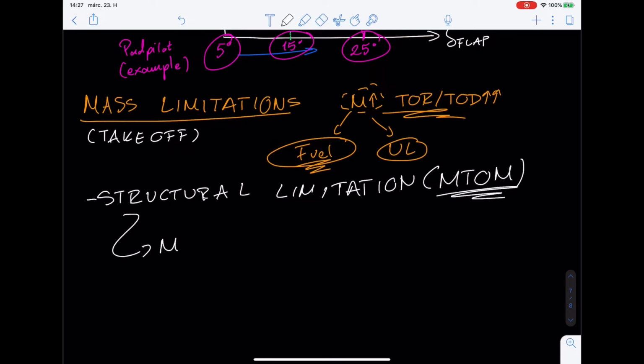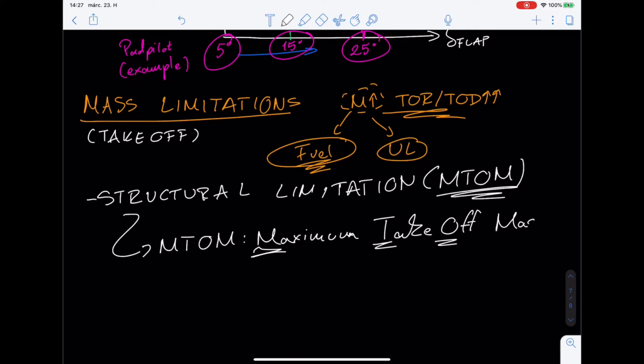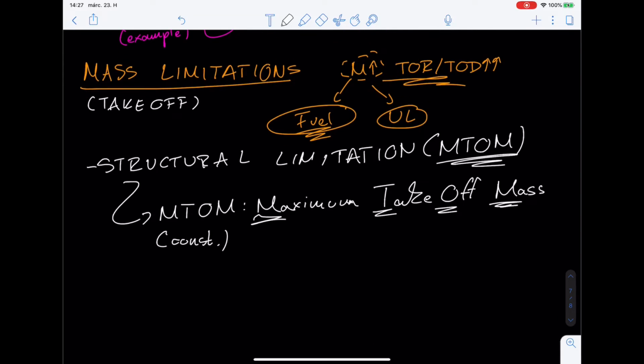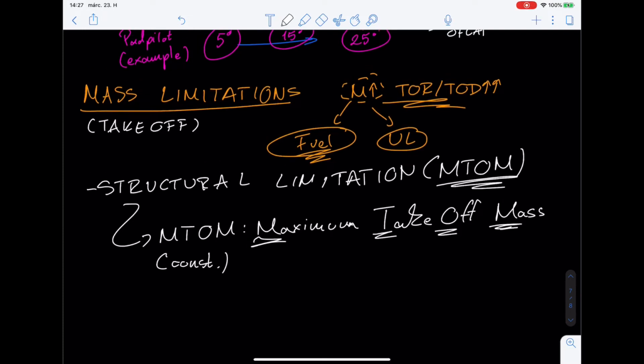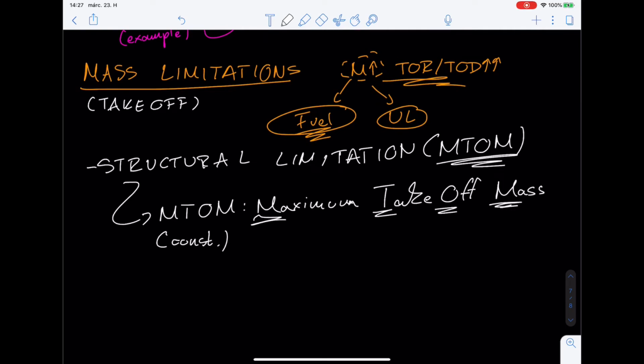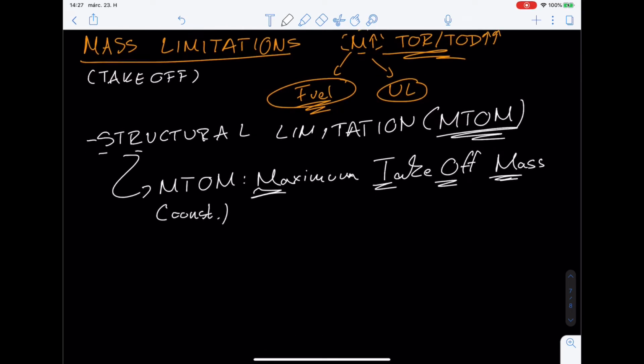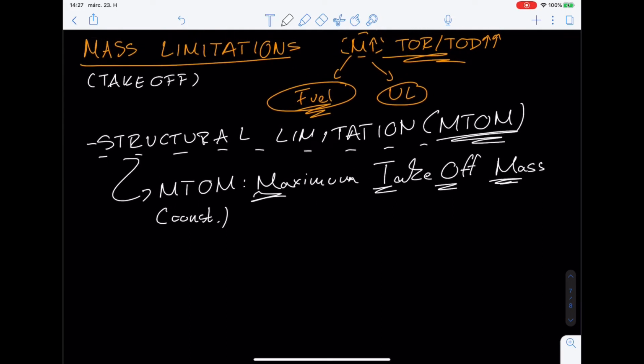So MTOM is the maximum structural takeoff mass of the aircraft, right? This is a structural limitation, and it's basically a constant. It's given, based on structural calculations. This is the amount of mass that the aircraft can still take off with, so this is basically a constant limitation.